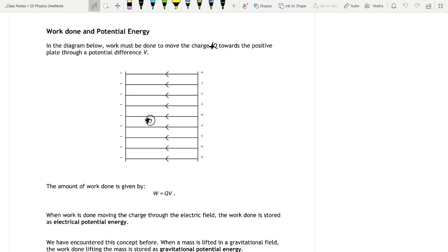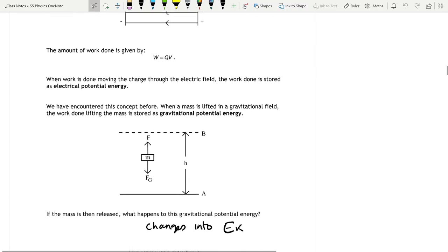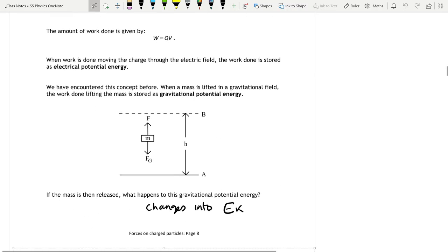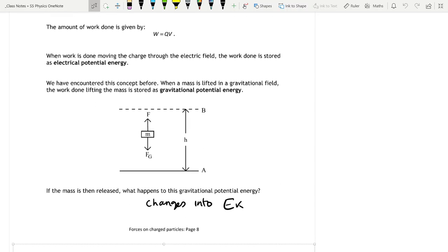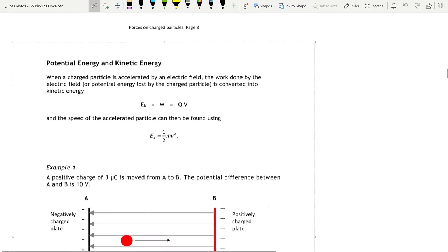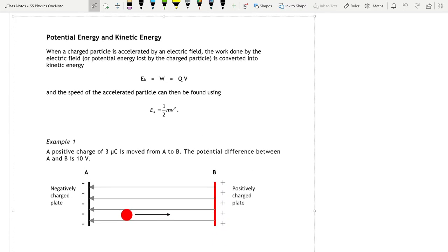So similarly with the gravitational field strength, you lift something up and you're holding it in place, it's got gravitational potential energy. As soon as you let go of it, it moves into kinetic energy, okay? So, potential energy and kinetic energy.